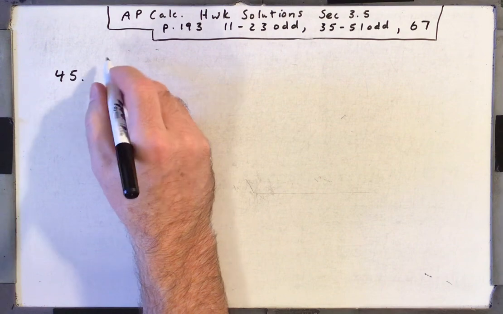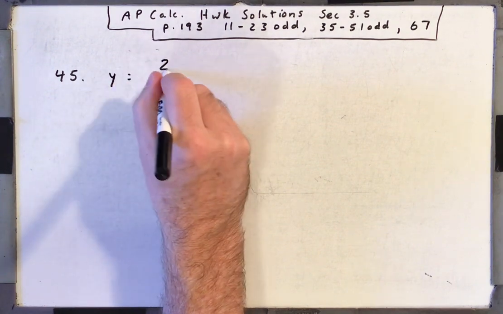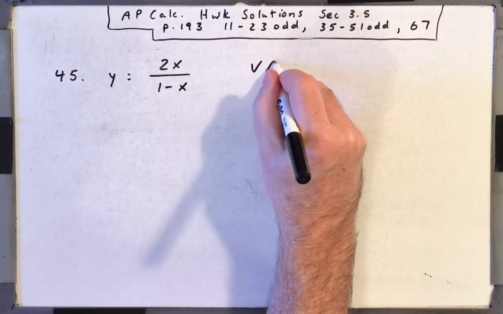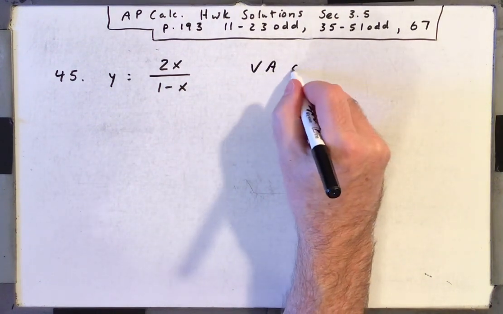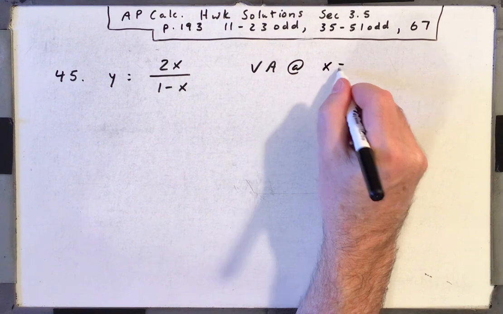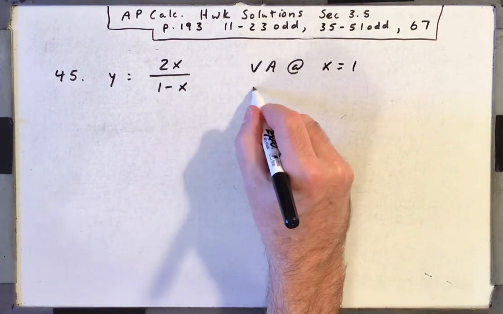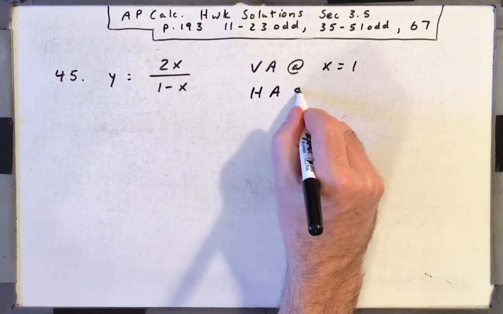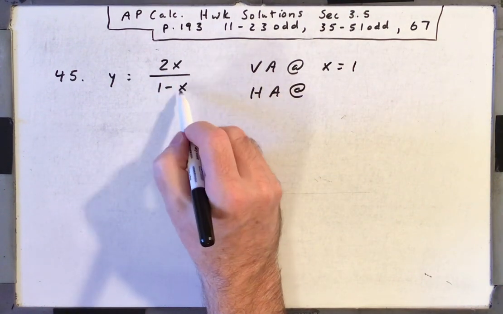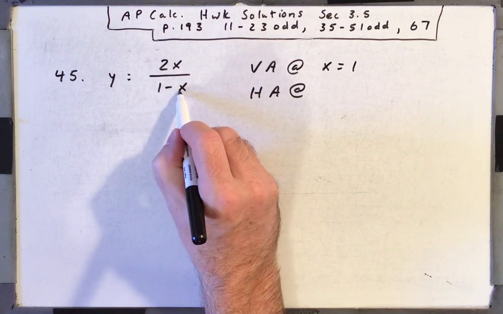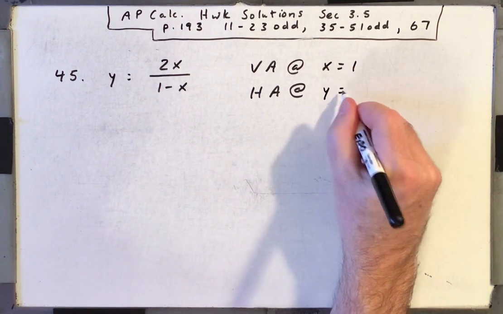45 is y equals 2x over 1 minus x. The vertical asymptote, very easy to determine. That occurs at x equals 1, because a 1 would make the denominator 0. The horizontal asymptote, okay, it's a tie, so I've got a 2 over a negative 1 in terms of the coefficients of the highest power, so that's at y equals negative 2.